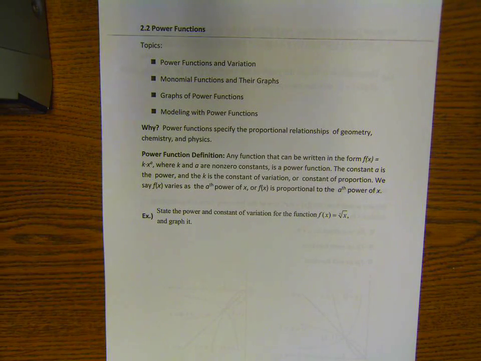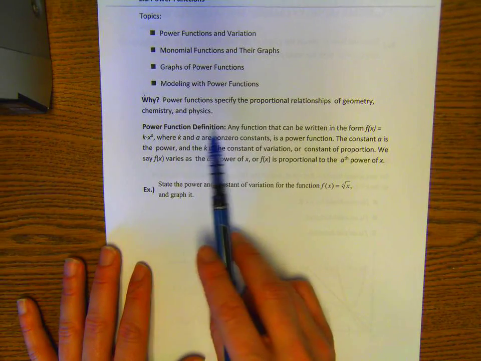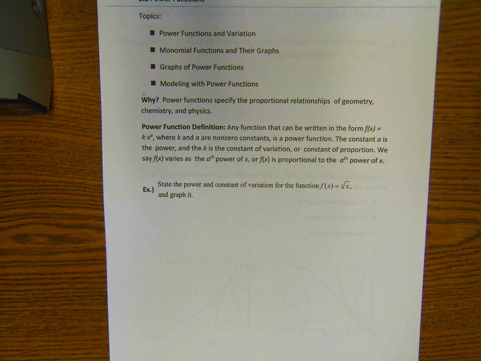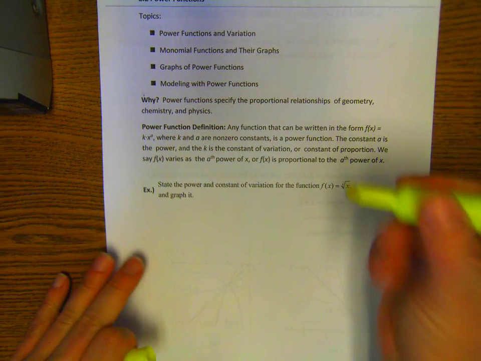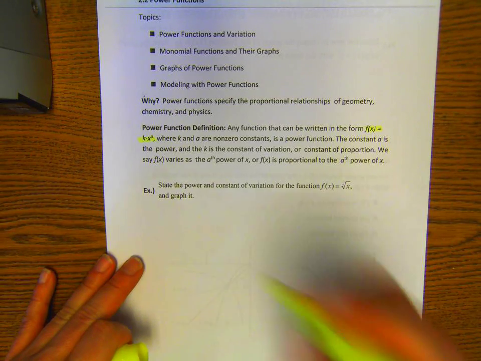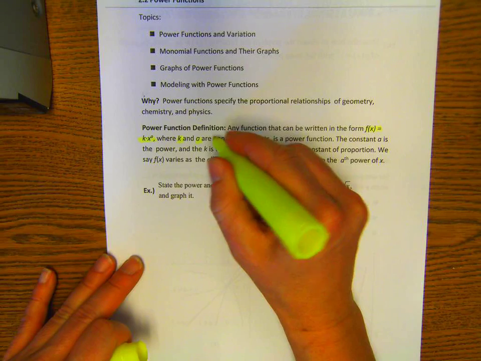Okay, so first of all, let's take a look at the definition. So a power function is any function that can be written of the form f of x equals k times x to the a. But it's important to note what k and a are. K and a are non-zero constants.